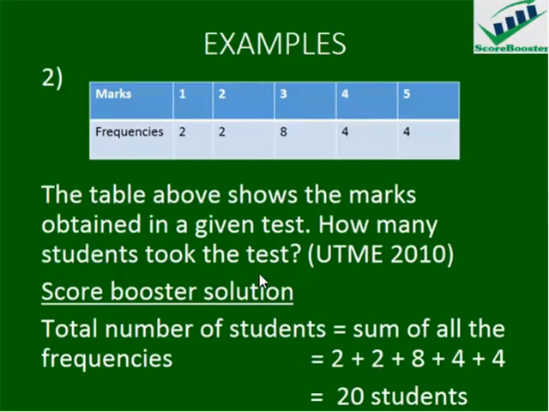That is why we said the total number of students will be equal to the sum of all the frequencies, which will be 2 plus 8 plus 4 plus 4, which is 20 students. Therefore, 20 students took this test, but the frequency of the marks is represented on the frequency table. So that solves the question. That is how to interpret a frequency table.